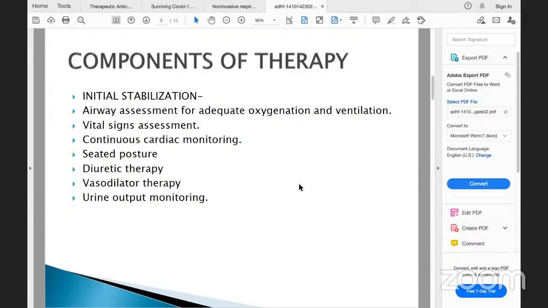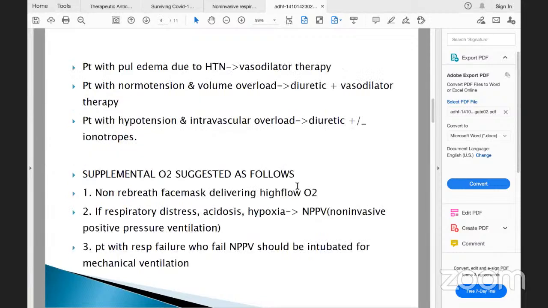Vital sign assessment, continuous cardiac monitoring, which includes continuous ECG monitoring, blood pressure monitoring, charting, making the patient sit upright at least 35 to 40 degrees, diuretic therapy, vasodilators, and urine output monitoring, which may require Foley's catheterization also.